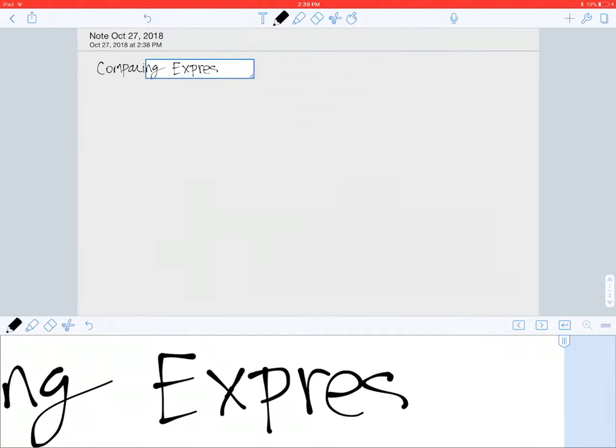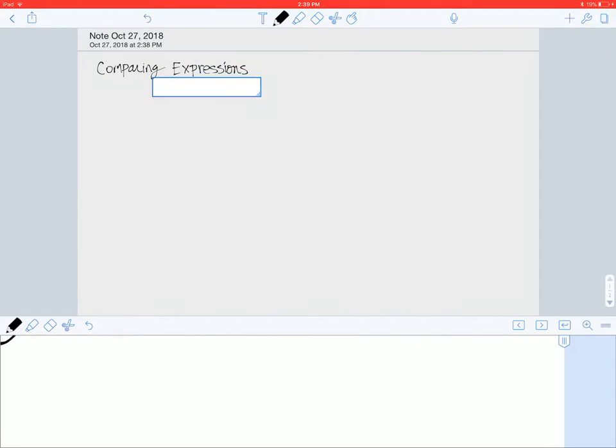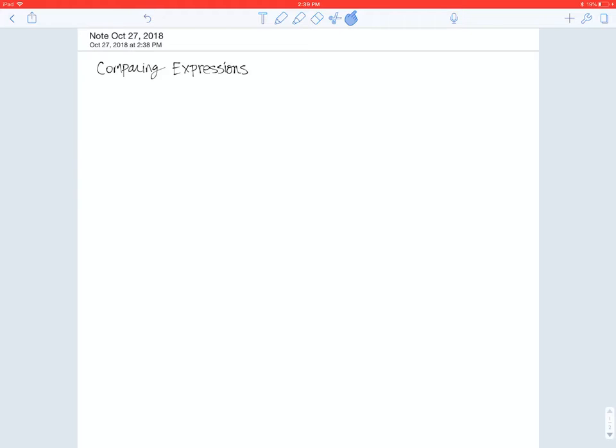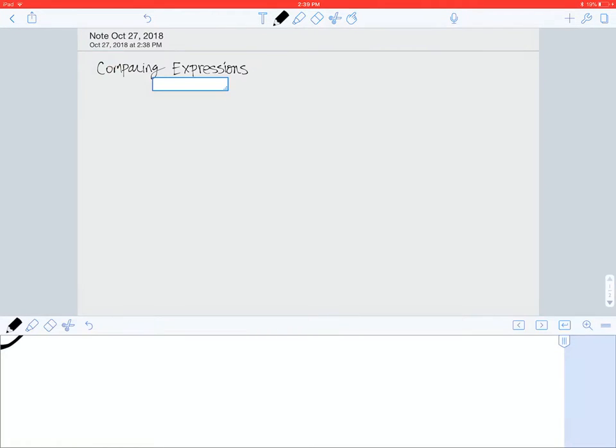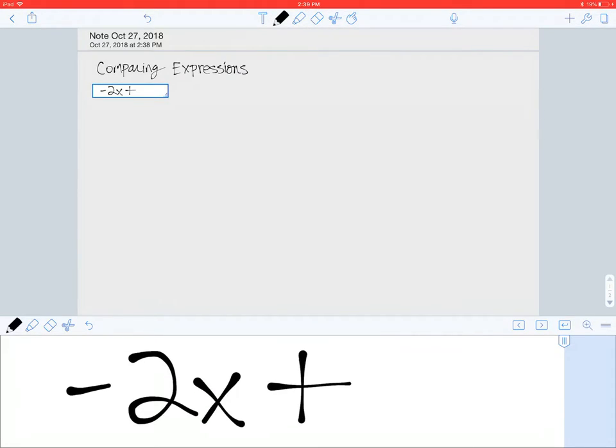So in chapter 1, we focused on writing expressions and describing the relationships between them. However, now what we're going to do, we can start comparing them in different situations. So let's try doing an example to start.